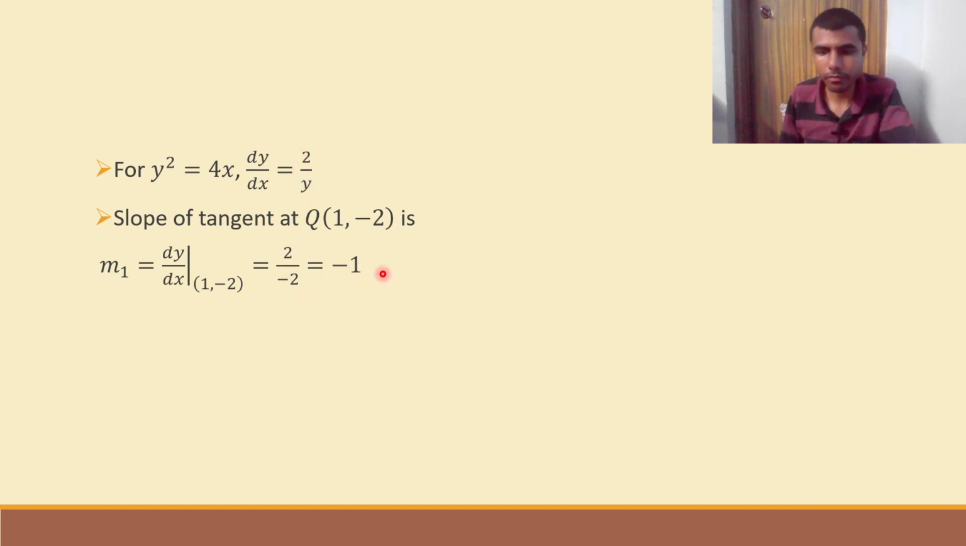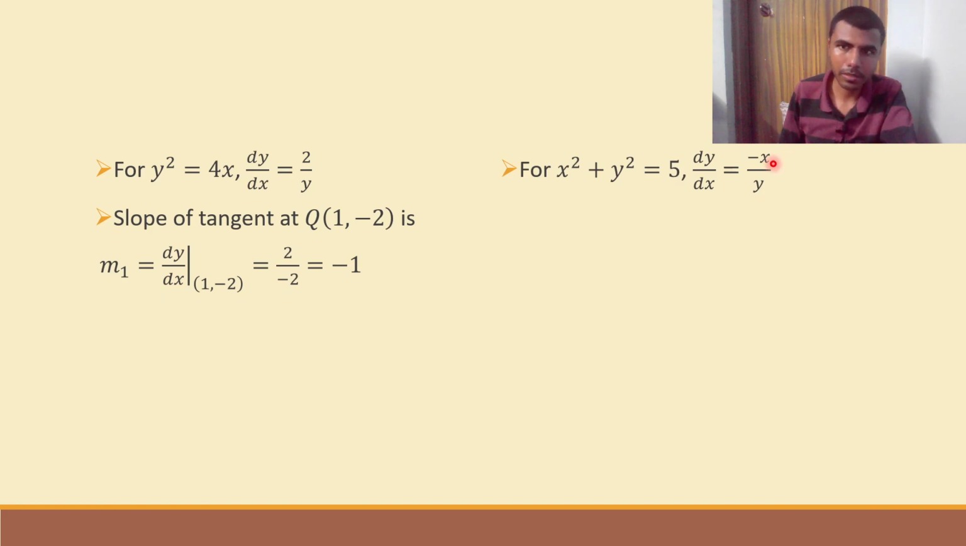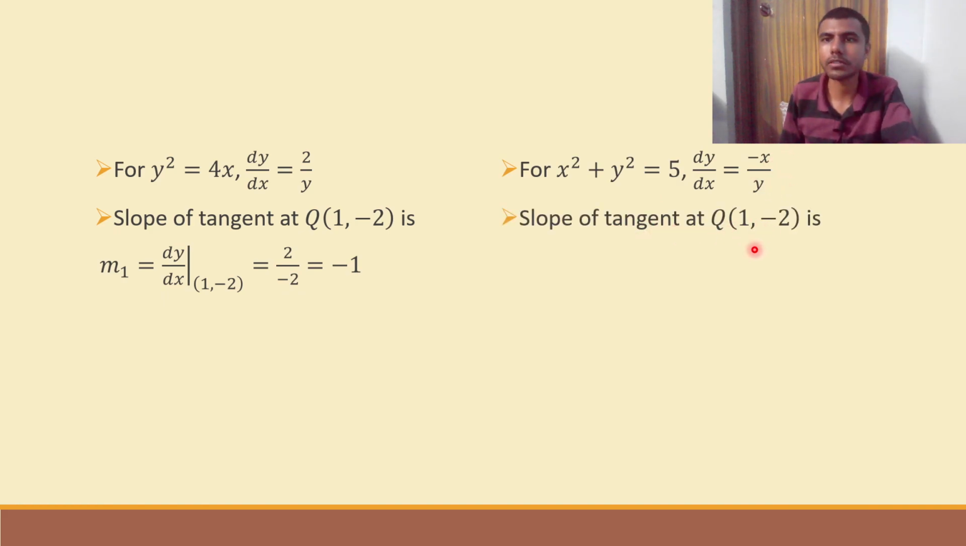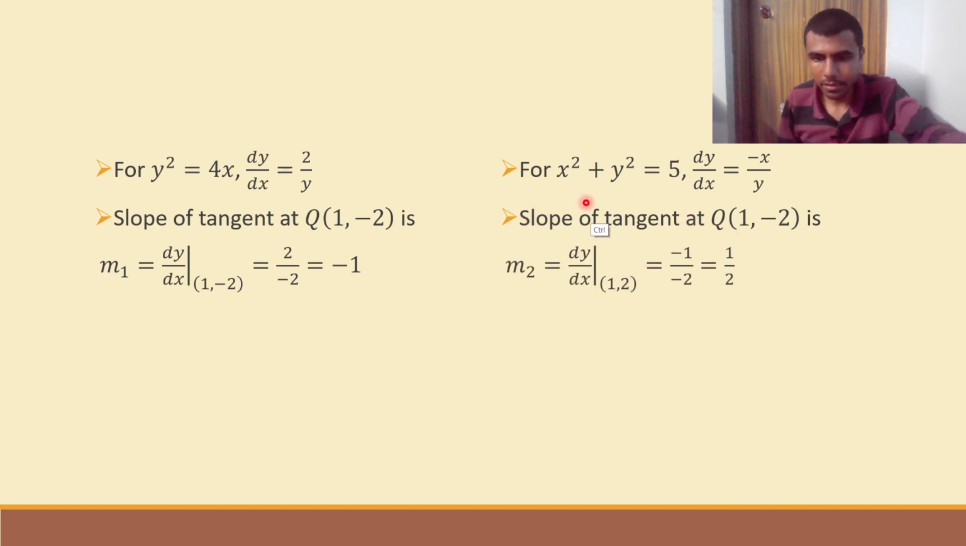So it is -1, that is m1. Likewise, for the second curve, dy by dx is -x by y, and my point is (1, -2). Sorry, a mistake here, it is (1, -2). Editing mistake sometimes, hope you will forgive me. So -x by y, where x is 1 and y is -2. So -1 by -2, the minuses cancel and we get 1 by 2. Now I got my m1 and I got my m2.